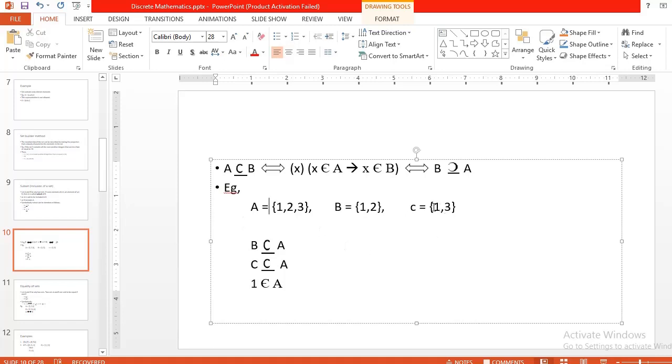In the same way, C contains the two elements 1 and 3. C contains 1 which is also included in set A, and C contains 3 which is also included in set A. So every element of C is contained in the set A, so C is a subset of set A.